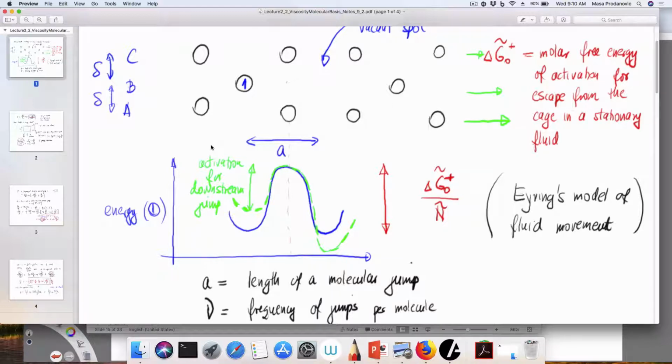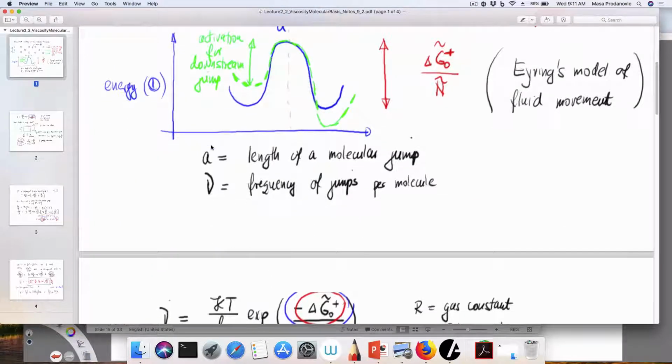Just curious, does adding temperature also decrease the activation for downstream jumps? Yeah, adding temperature is adding energy to the system. That said, we are looking at constant temperature in most cases. Until we get to heat transport, we're not messing with temperature. So we're assuming that my temperature is constant. But yes, that would be another way to move things around.